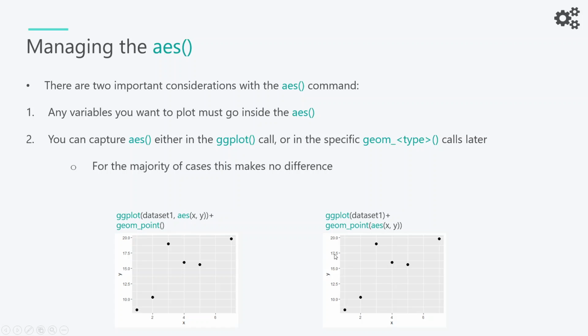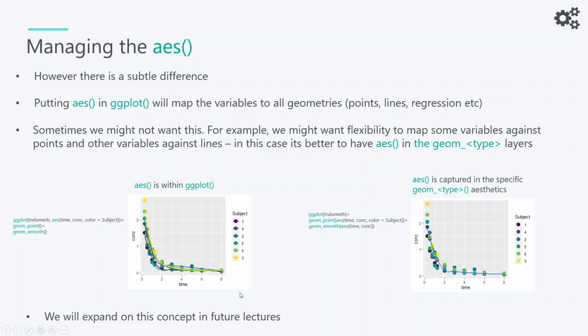Now what we can also do is pull the aes aesthetic function call out of the first line and put it into a specific geometry, and you'll see that the graphs look identical. In most cases, putting the aes in the function call for the geometry command is absolutely no different to putting the aes command in the function call for ggplot alongside your data. You get the same graph in the majority of cases. But there is a little subtle difference that is worth bearing in mind.